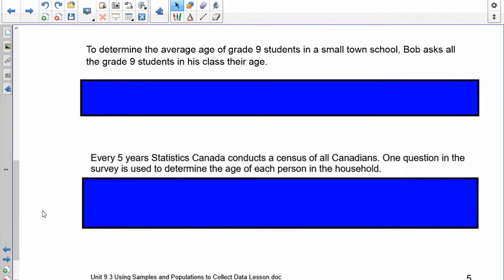To determine the average age of students in a small town school, Bob asks the grade 9 students in his class their age. Why did Bob do a census here and not a sample? Pause the recording and write your answer down.